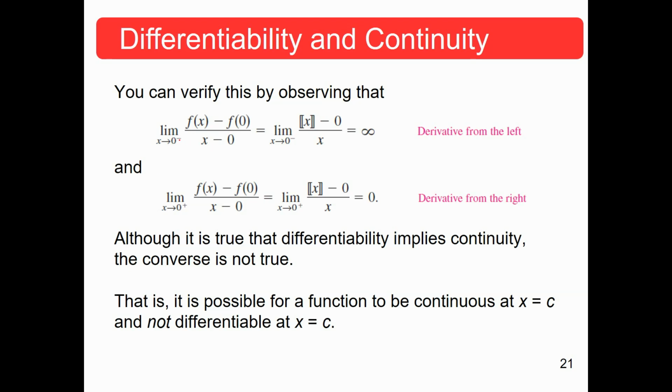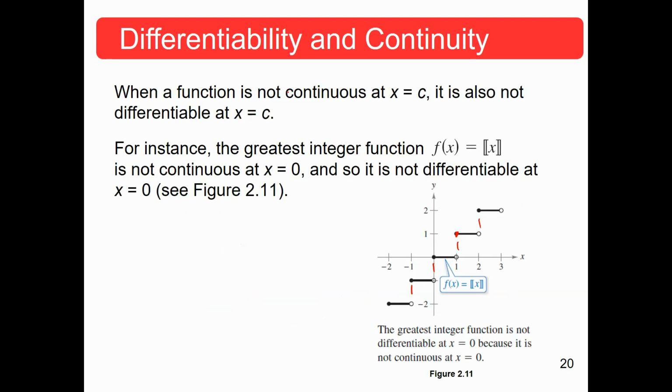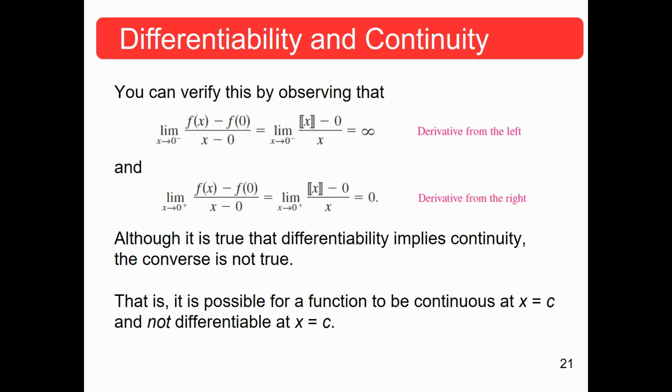So if we take the limit as x approaches 0 from the left, we get the greatest integer divided by 0. We know that as we approach 0 from the left, the greatest integer is approaching negative 1, right? So this gives us negative 1 minus 0 over 0. And we know that that's going to give us infinity.